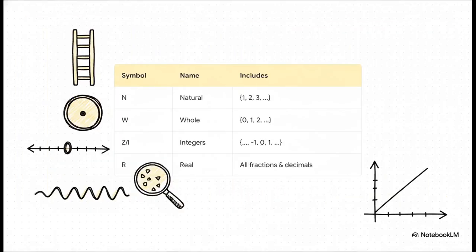Knowing your core number systems is absolutely critical here. N is for natural numbers, which are counting numbers starting at 1. W is for whole numbers, which just add 0 to the mix. Z or I stands for integers: positives, negatives, and 0. But R, the real numbers, includes every single microscopic fraction and decimal on the line. This matters because an answer of x is less than 3 changes dramatically depending on the set. If your set is natural numbers, your answer is just 1 and 2. If it's real numbers, it's an infinite continuum of values.